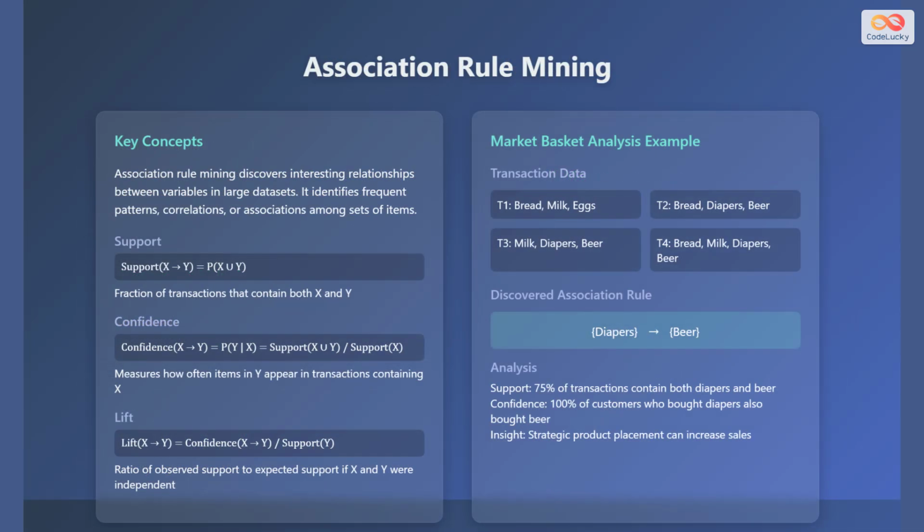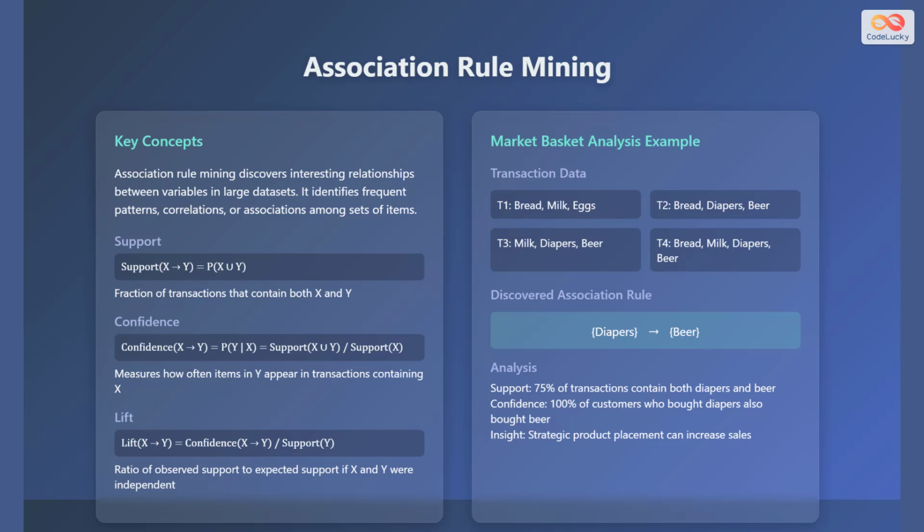Let's take a closer look at association rule mining. Association rule mining discovers interesting relationships between variables in large datasets, identifying frequent patterns, correlations, or associations among sets of items. Key metrics to evaluate the rules are support, confidence, and lift.